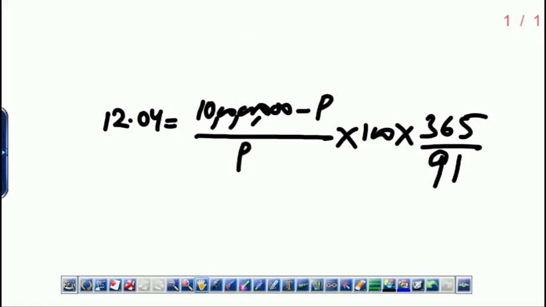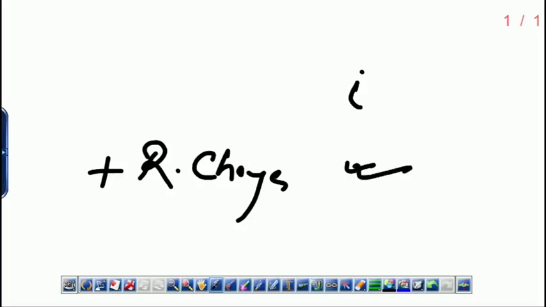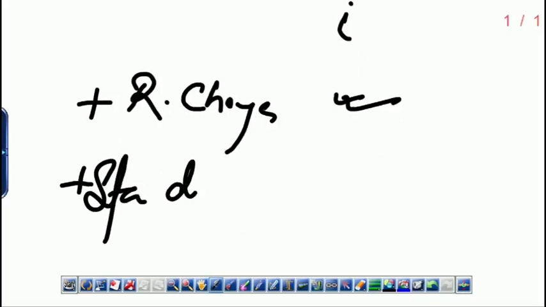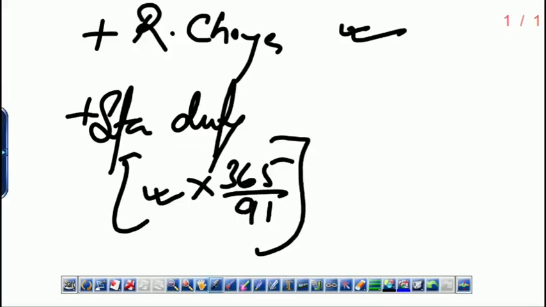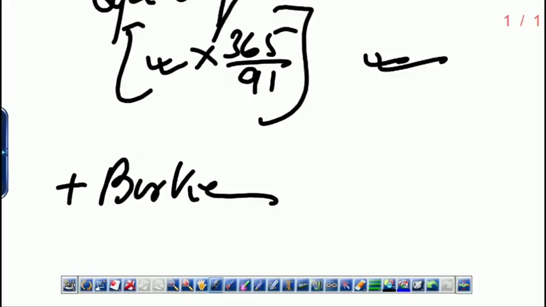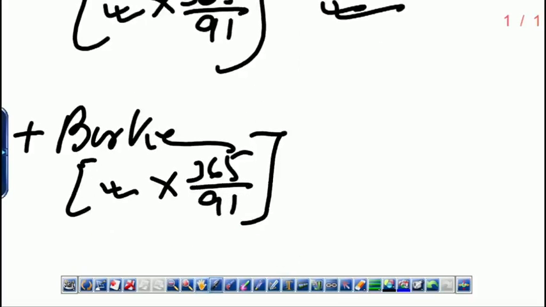So then what you would do is that you will take the effective interest, that is I. You will add the rating charges. These are already per annum. Don't tinker with them. Add stamp duty. But stamp duty is periodic. So whatever stamp duty is given, you will have to multiply that by 365 by 91. Then add brokerage or dealer's commission, whatever, into 365 by 91. I am saying 91 because it's a 91-day commercial paper. Don't blame me for that.